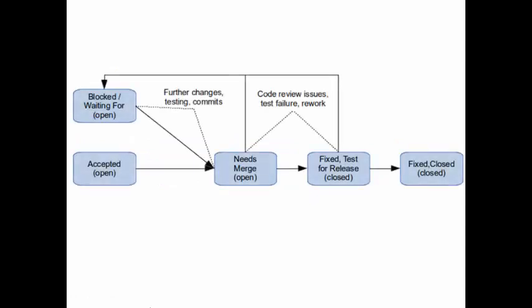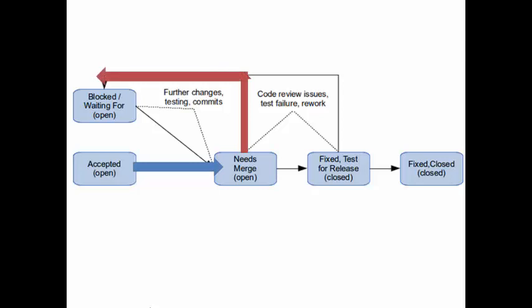Another option within our workflow is if an item is blocked or waiting for something. So in this scenario, after an item is accepted and moves on to needs merge, if there's something that a user is waiting for or the item is in some way blocked, then you can move the status to blocked waiting for. After the issue has been resolved, then the status can be moved back to needs merge or moved on to the next step, fixed test for release.